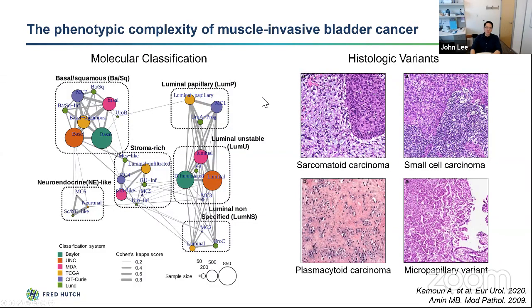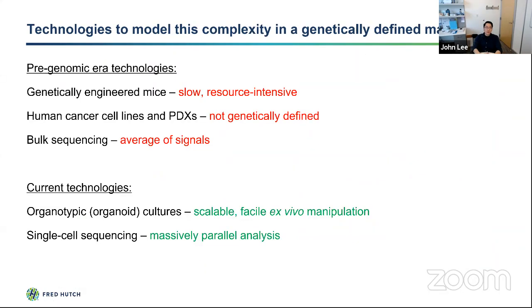And then on top of this complexity, there are a variety of histologic variants. Most bladder cancers are urothelial cancers, but there can also be histologic variants that can coexist within these tumors. So for instance, there can be sarcomatoid carcinomas, small cell carcinomas, plasmacytoid carcinomas, and micropapillary variant carcinomas. And it's not entirely clear how the genetics necessarily plays into the emergence of these variants.